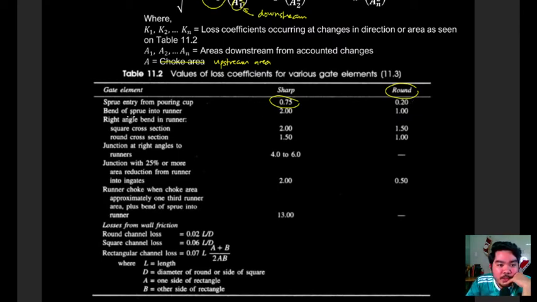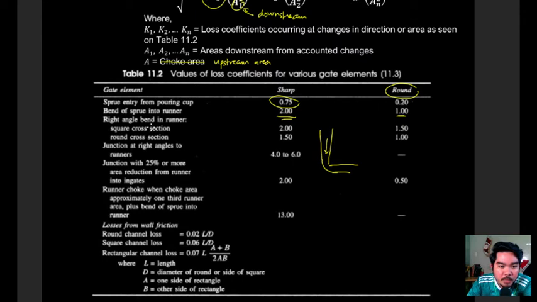Okay, so if you have a bend of sprue into runner, so that's saying na kunwari ito yung down sprue natin and it bends to enter the runner, then it entails a loss coefficient of 2. Pero kung rounded yung corner mo, so for example, if I round this, i-round ko ng ganyan, then I can have a loss coefficient of only just 1, no?